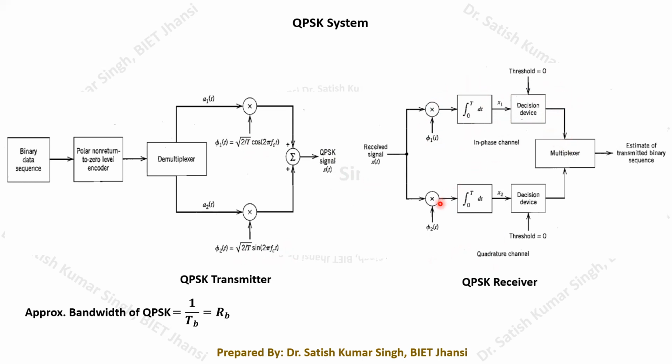Similarly, here the received signal is to be multiplied with phi2(t). Again it will be integrated, so this is again a correlator part. Again we have a decision device, which will decide that if it is greater than the threshold, it will be 1. If it is less than the threshold value, then it will be 0. And then these will be multiplexed together, and then this bit sequence can be recovered easily.